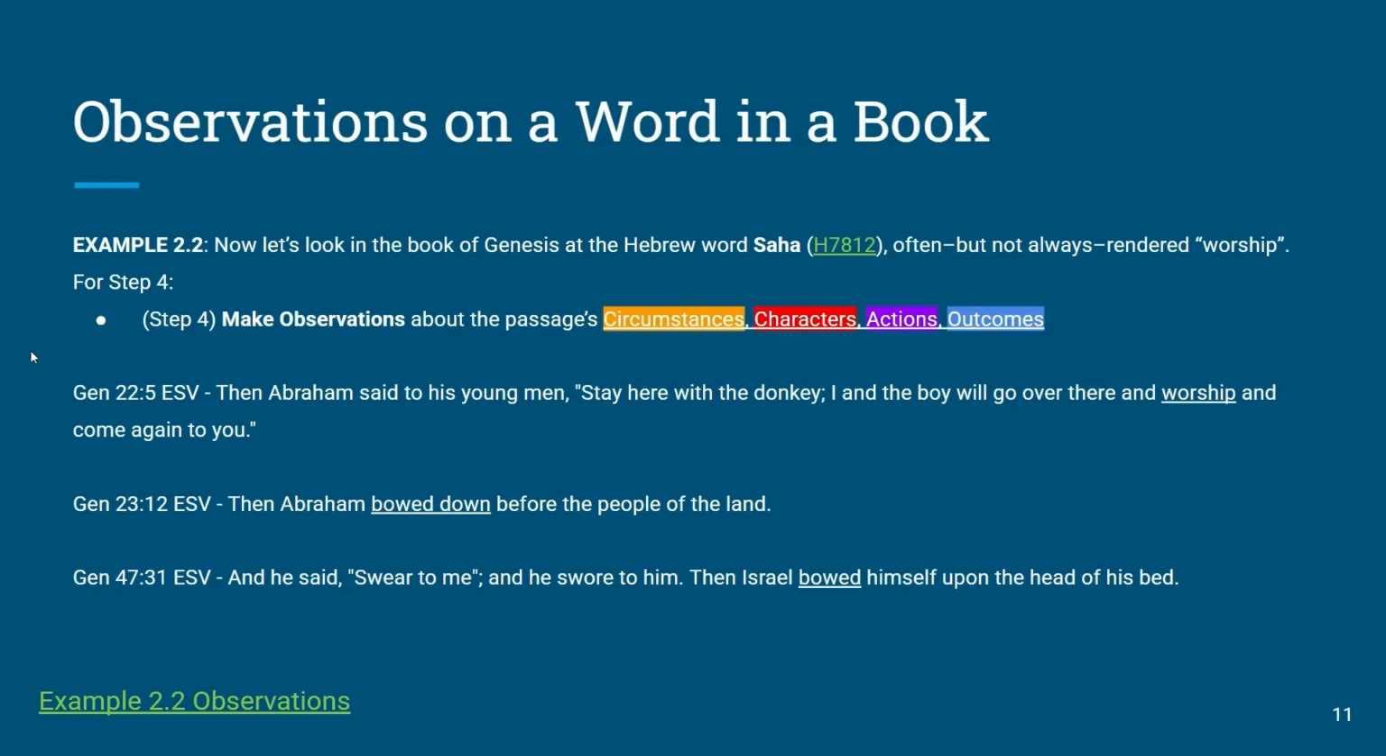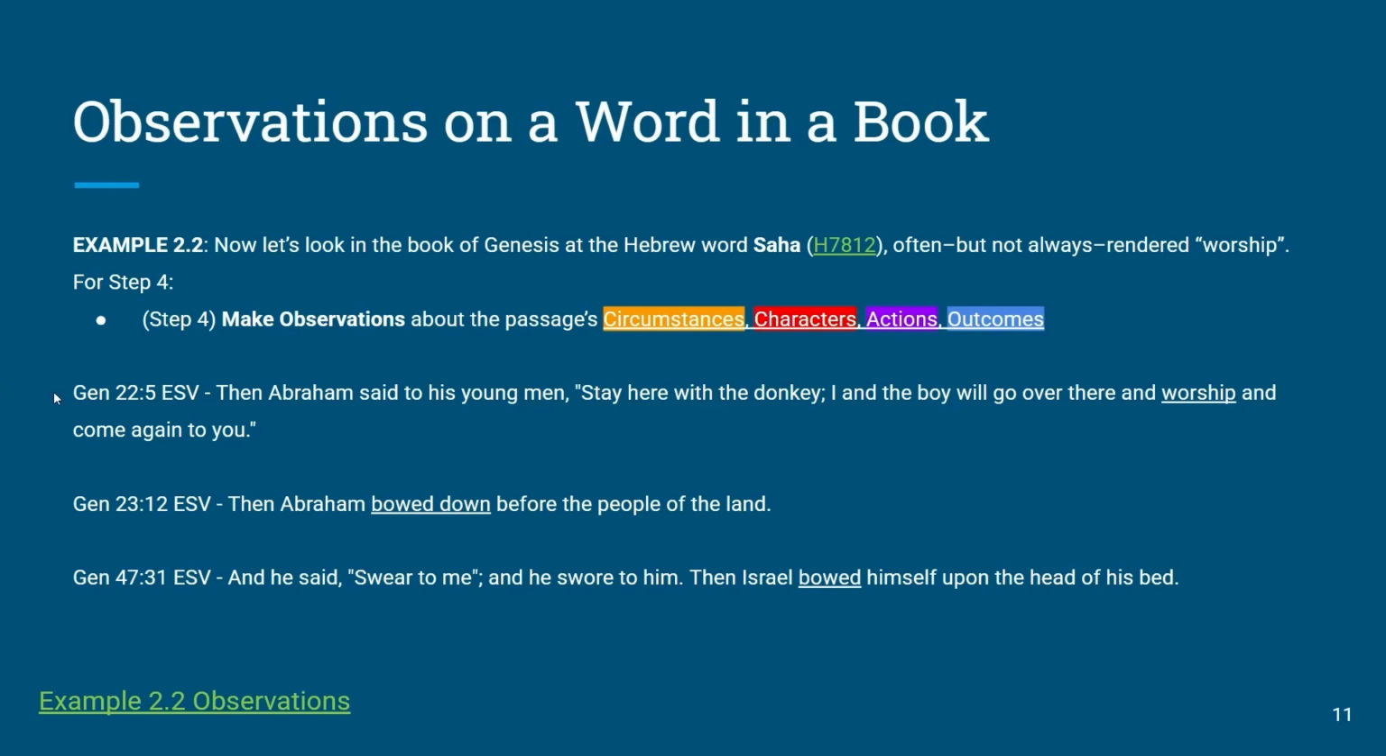In this second example, we're looking in the Old Testament at a Hebrew word, shachah, I think that's how it's pronounced, H7812, and we're going to be looking in the book of Genesis. As with this last New Testament word, this Old Testament word is rendered worship, but not always. We'll see some of the examples.